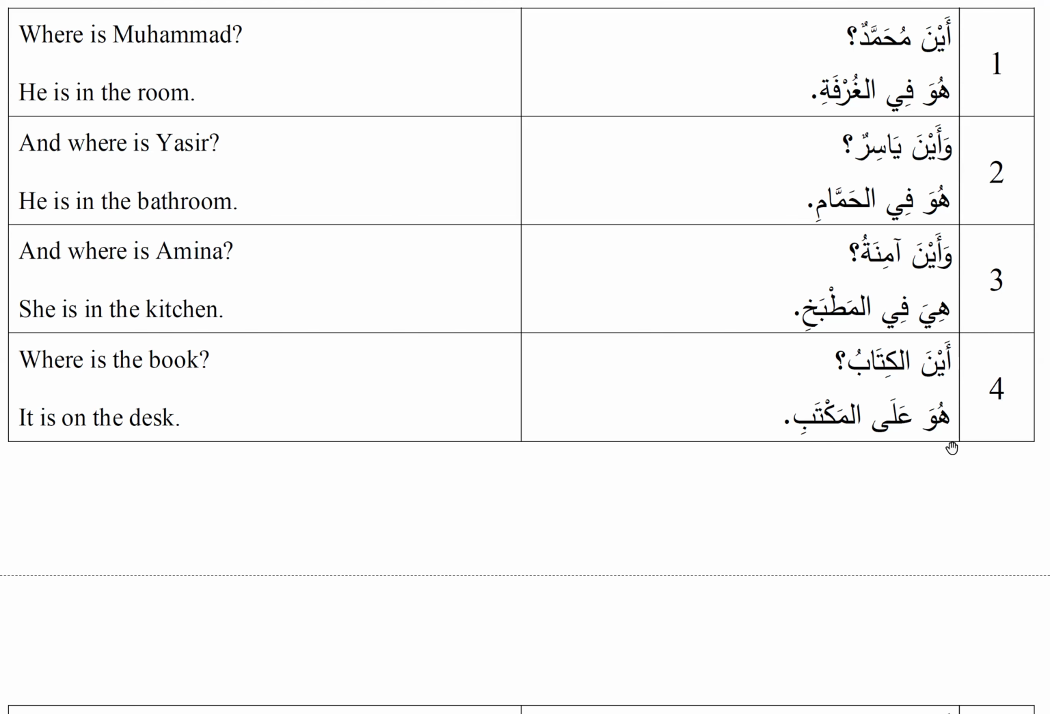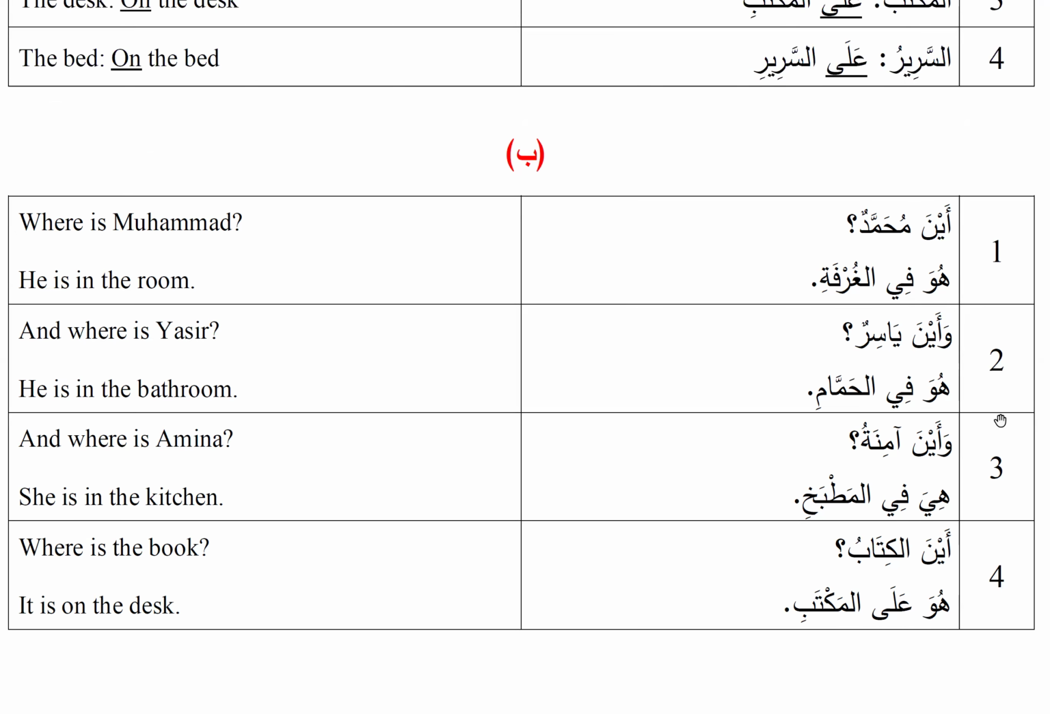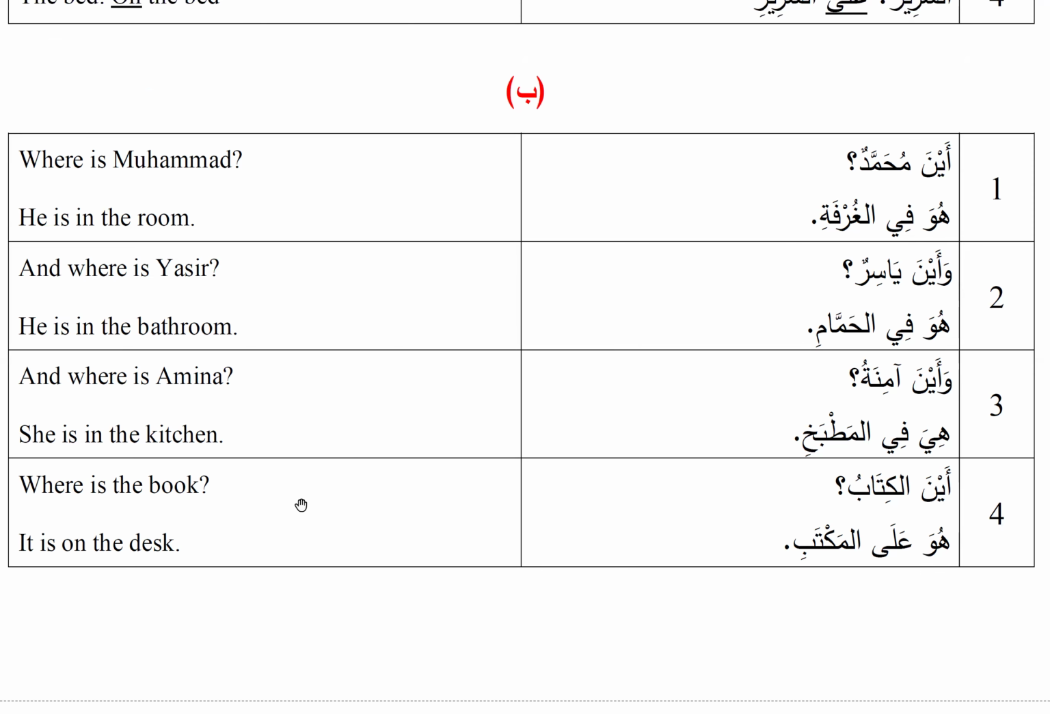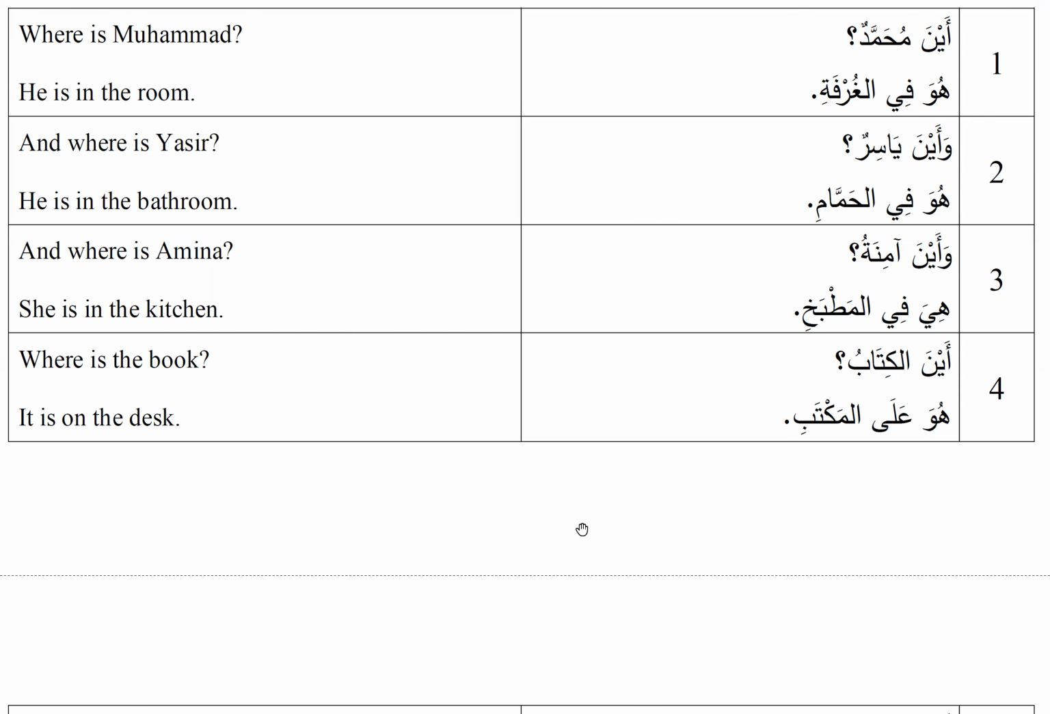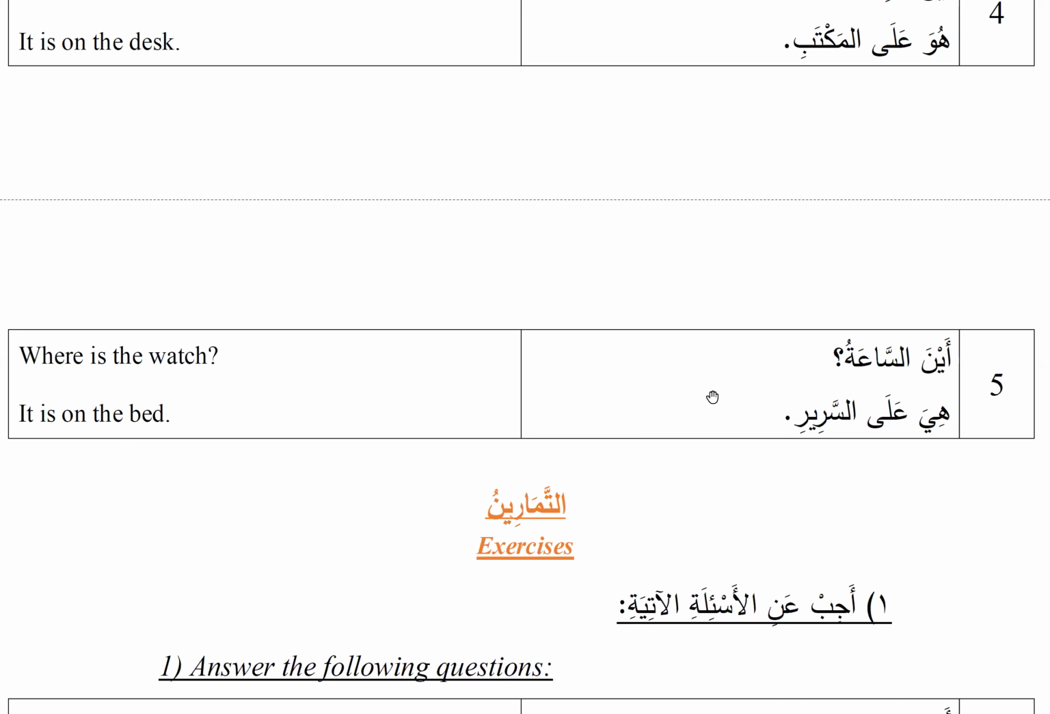So far we've used huwa for Muhammad and Yasir, human beings. Here we're using it for the book. We can use these pronouns for both humans and non-humans, but depending on whether it's a human or non-human, the translation changes. If it's a human being, we say he. If it's a non-human, we say it. Huwa ala al-maktabi, it is on the desk. Ayna sa'atu? Where is the watch? Here we say hiya ala sariri, because watch is female. Although hiya generally means she, here it means it. Hiya ala sariri, it is on the bed.